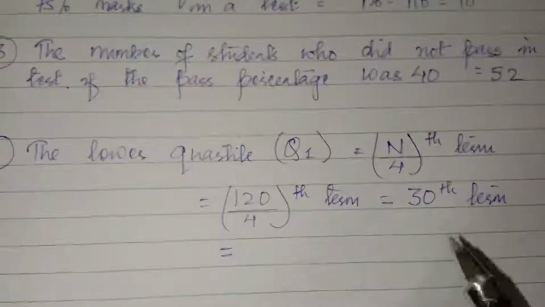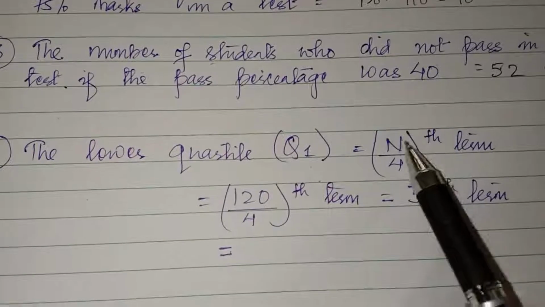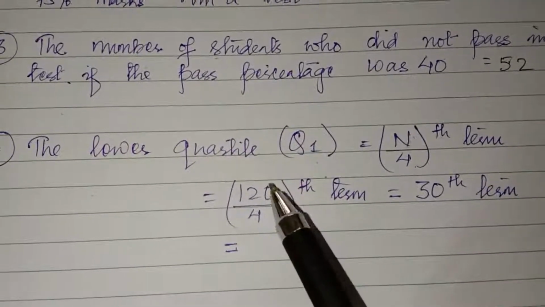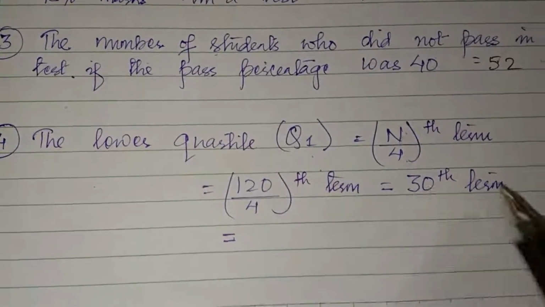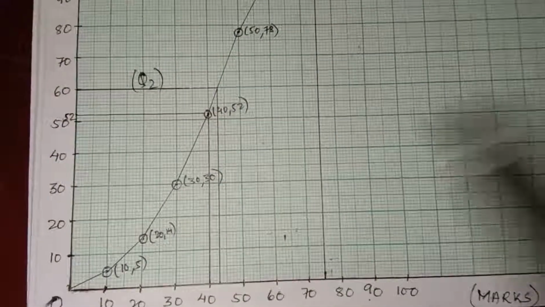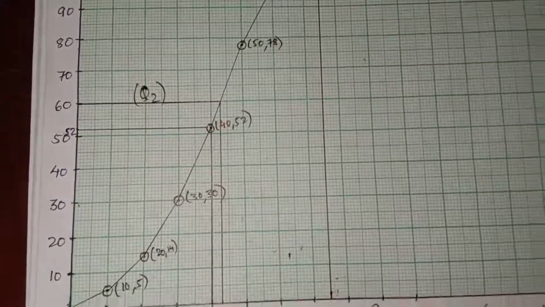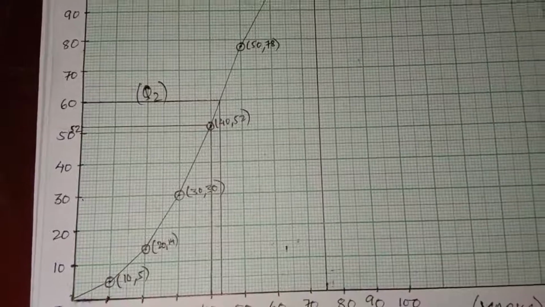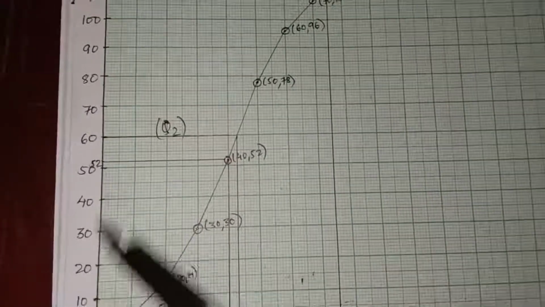The lower quartile, we have to find lower quartile Q1, the n by 4th term. So N is 120, and 120 by 4 is the 30th term. So the 30th term is here. While finding the median, upper quartile and lower quartile, we always start from the y-axis.